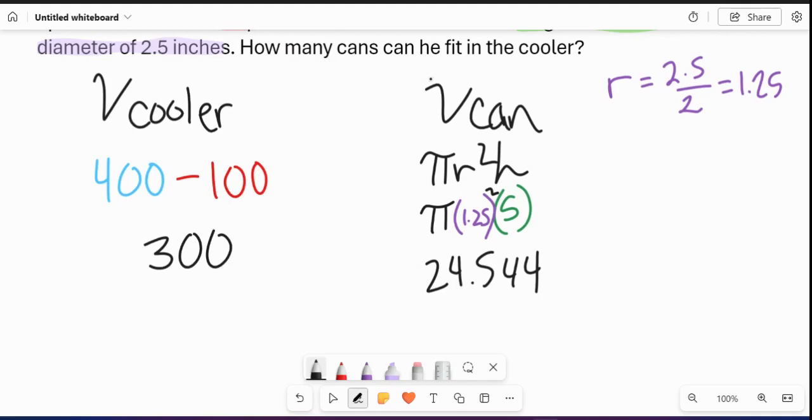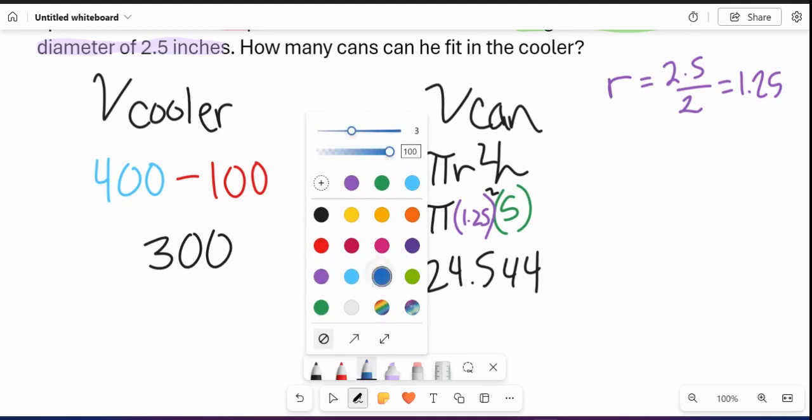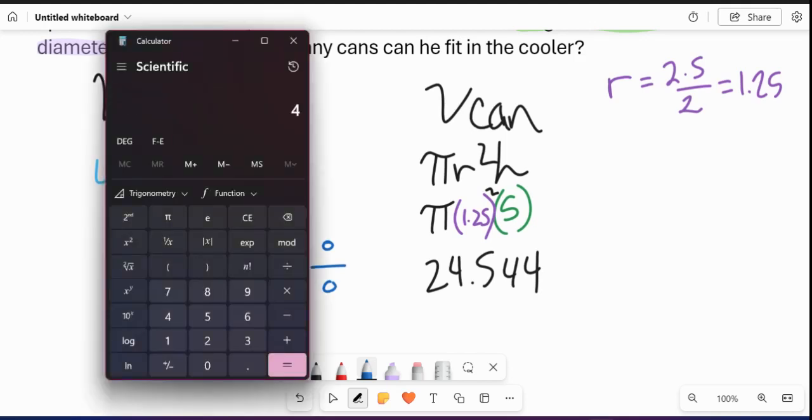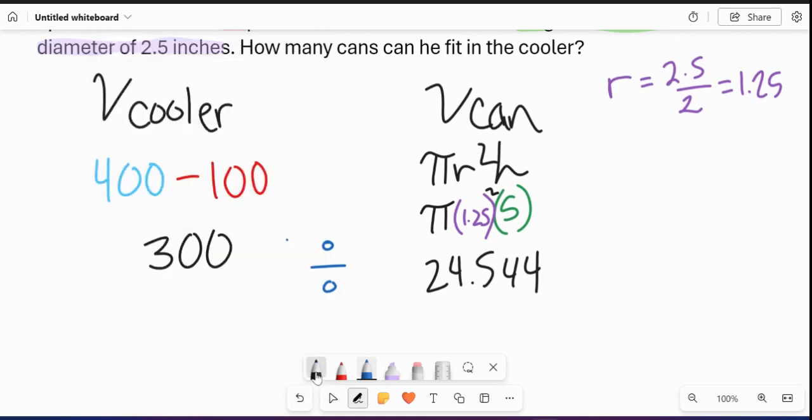Okay. How many cans can he now fit in the cooler? So we got how much free space, how much one can takes up. You guessed it. You divide these. So you take these and divide them. So 300, divided by 24.544 is 12.2222. Now you can't fit 0.2 cans in there, so it would only be 12 cans.